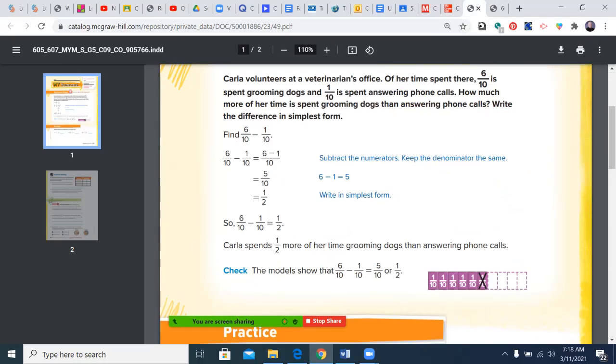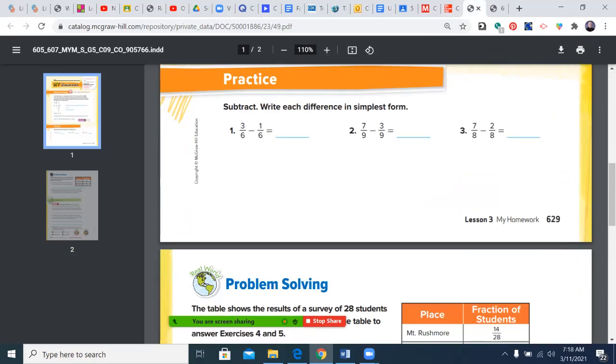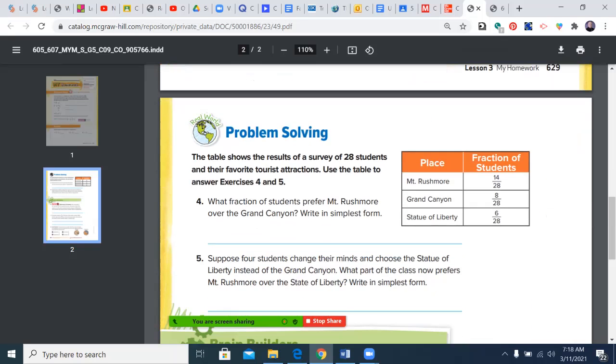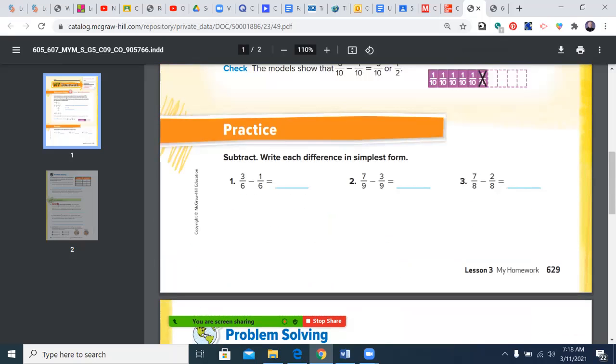Looking at today's work, we're going to be subtracting. And instead of sum, we call it a difference. That's the answer to a subtraction problem. We're still going to do it in simplest form. And we're still going to have some problems coming out of a table. And we're still not going to subtract the denominators. Adding and subtracting the denominators, no. Hopefully you got that.